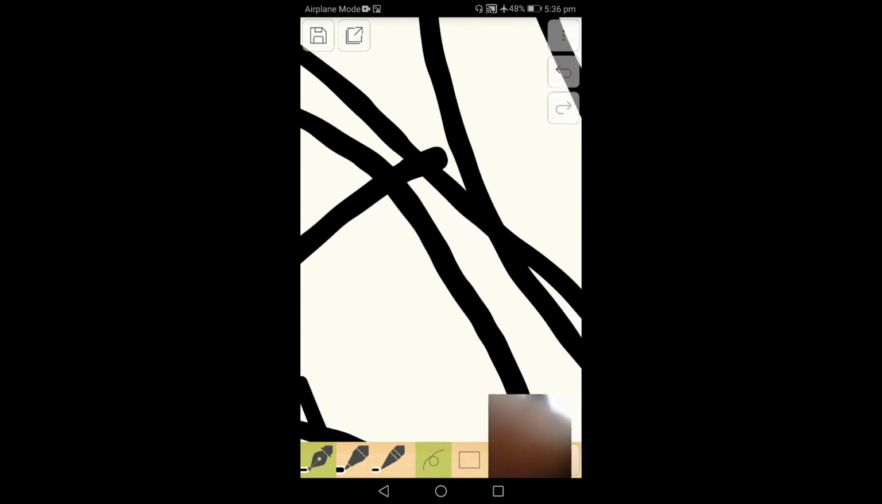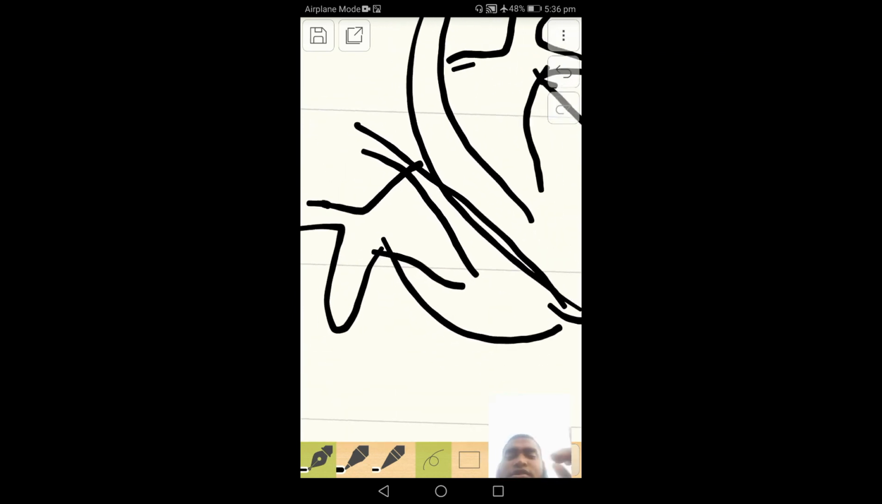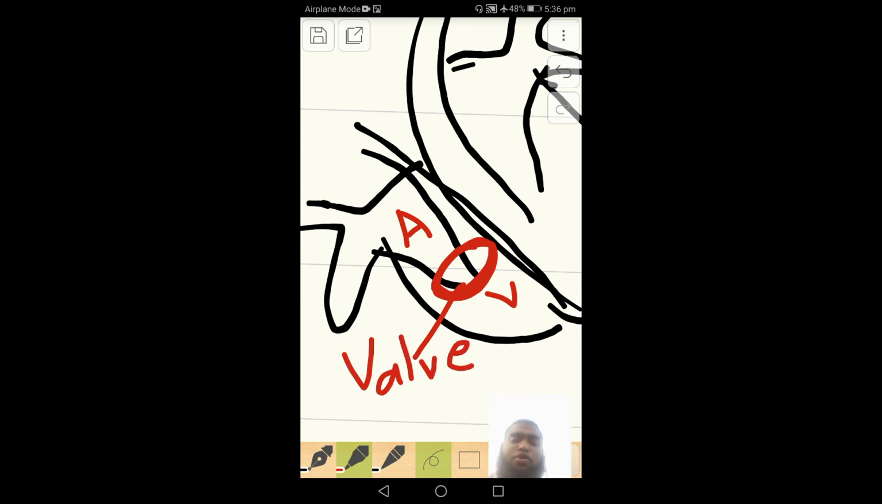Now let me zoom it. Okay, so look, this is the atrium and this is the ventricle, and between the atrium and the ventricle, this part is what we call the valve, or more appropriately the atrioventricular valves. The atrioventricular means between the atrium and the ventricle.